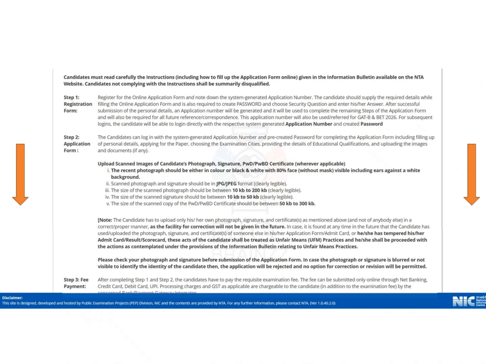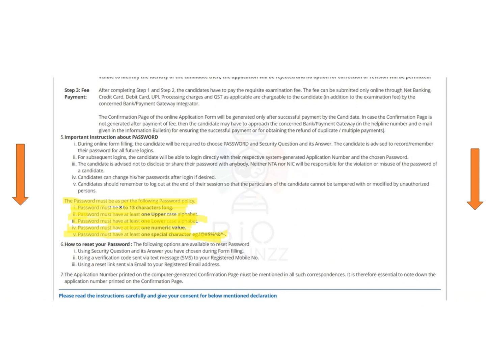Scroll down. Here you will see Step 1 registration, Step 2 application form, Step 3 fee payment. We are now doing Step 1, that is the registration form. After scrolling down, you will see password rules. Create a strong password, minimum 8 characters. Use capital and small letters, numbers and symbols. Remember your password. That is very important while registering and after the exam also.